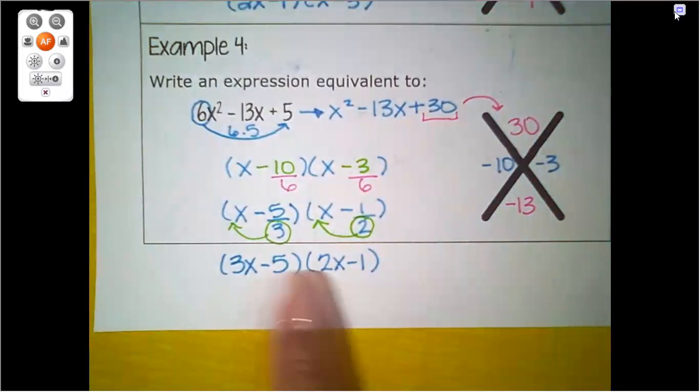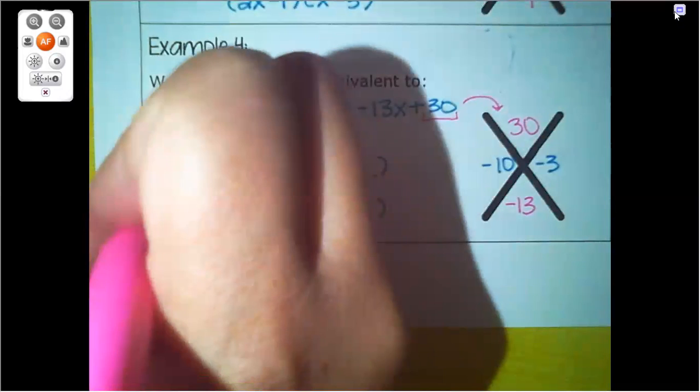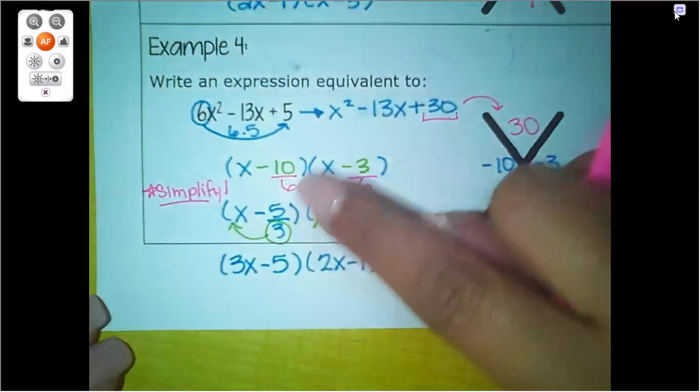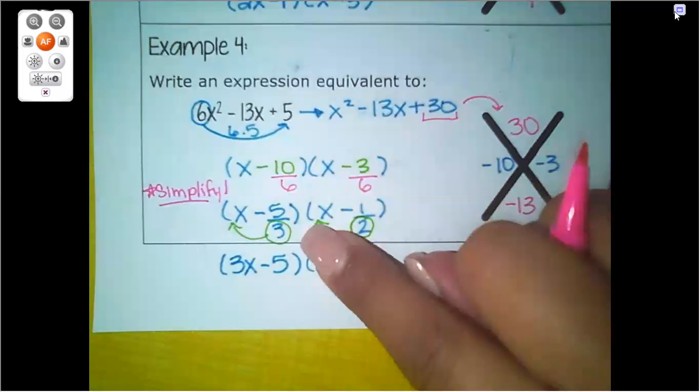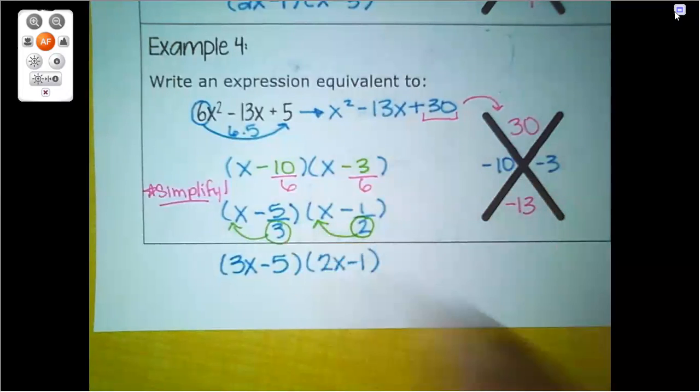So 3x minus 5 times 2x minus 1. Simplify, simplify. So I'm going to write that again. Simplify. We simplified. 10 over 6 became 5 over 3. Because it is still a fraction, we still had to do what? Bottoms up.